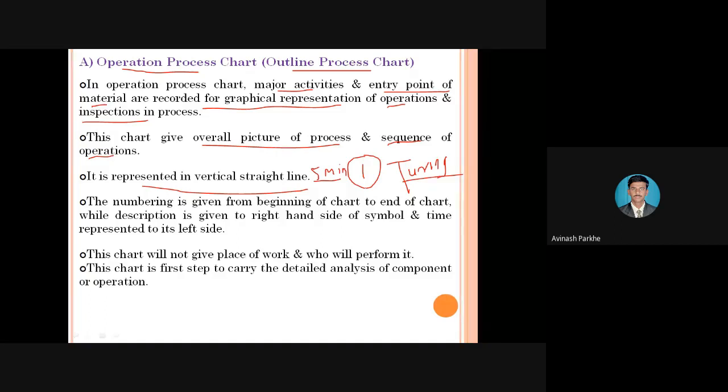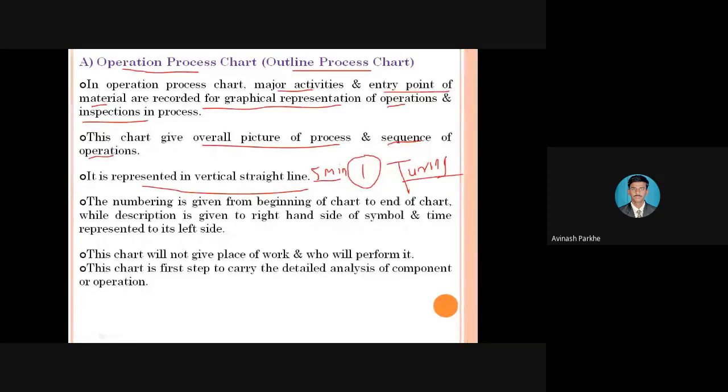And who is performing that operation, whether a skilled operator, an unskilled operator, or a supervisor is performing, that information is also not possible to get from this particular operation process chart. Only you will get the overall picture of the process, which types of operations we are performing, which types of inspections we are performing. Also, you will get the information about the proper sequence of the operations. All such types of overall picture and sequence of operations can be recorded by using this particular operation process chart.